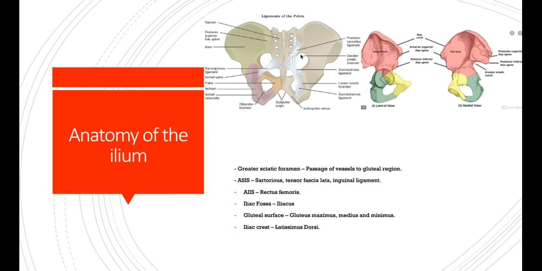The greater sciatic foramen allows passage of vessels to the gluteal region, and this is formed by the sacrospinous ligament, and the sacrotuberous ligament forms the lesser sciatic foramen. All 3 bones together form the obturator foramen, and this is an area where the obturator nerve passes through to innervate the medial compartment of the thigh, which includes the adductor muscles.